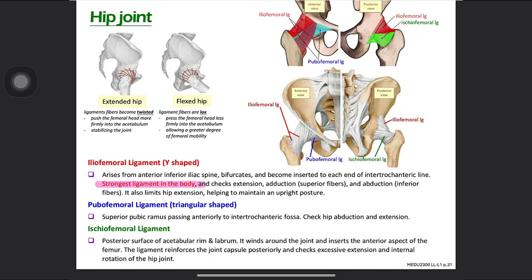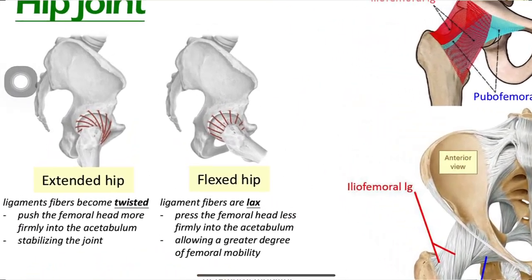Second, we have this blue one here, which is the pubofemoral ligament. So this checks hip abduction and extension. And the last one in green here, you can see it only from the back, which is the ischiofemoral ligament. It winds around the joint, reinforces the capsule posteriorly, and checks excessive extension and internal rotation. So these are important ideas for you.